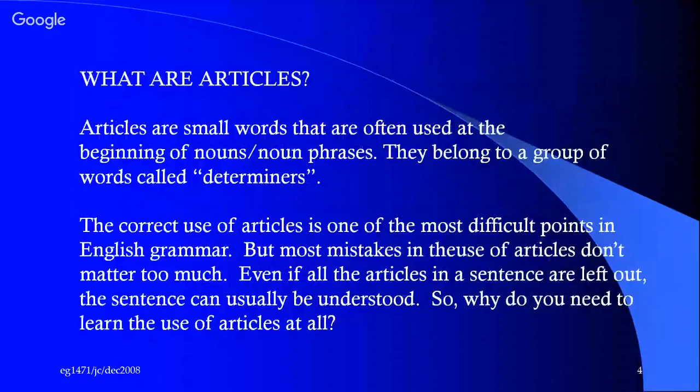What are articles? Articles are small words that are often used at the beginning of nouns or noun phrases. They belong to a group of words called determiners. So navu determiners anta one group of words ide. So most of these determiners come under adjectives also. So articles are mostly adjectives, and they are small words because it is a one letter word like a, two letter words like an, three letter words like the.